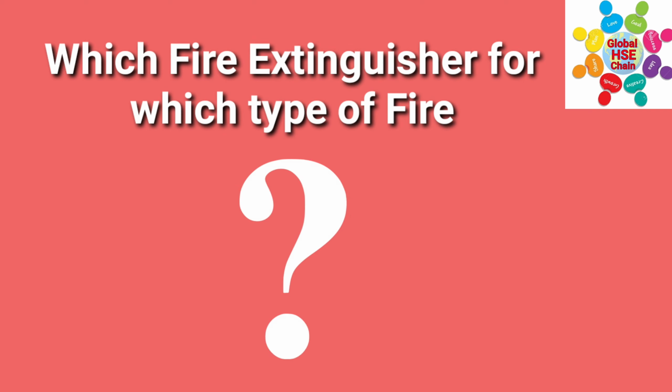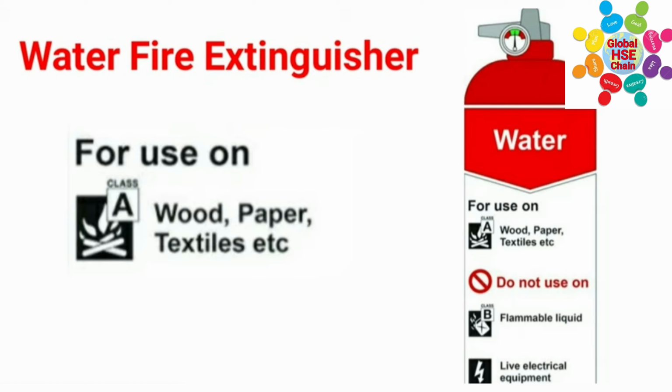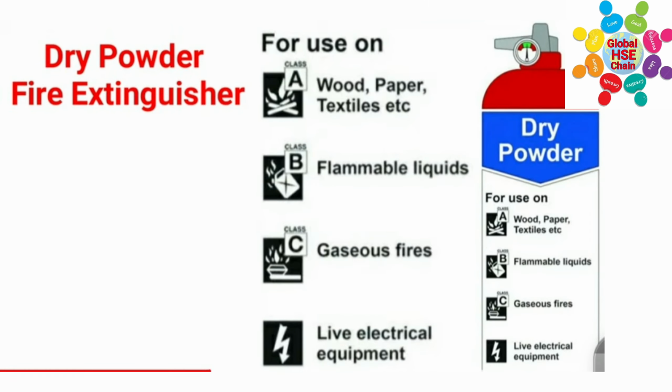Which fire extinguisher for which type of fire? Water fire extinguisher is for use on class A fire: wood, paper, textiles, etc. Dry powder fire extinguisher is for use on class A fire: wood, paper, textiles, etc. Class B fire, flammable liquids. Class C fire, gas fires. And for live electrical equipment.